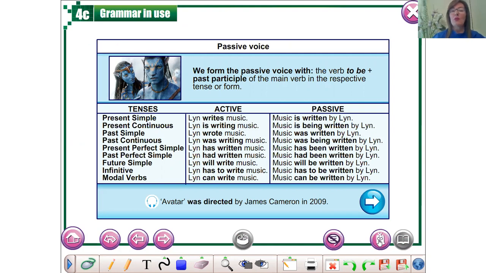Another thing that we must bear in mind is that we form passive when we have an object in a sentence. We can't form passive, for example, in the sentence, I'm going to school.